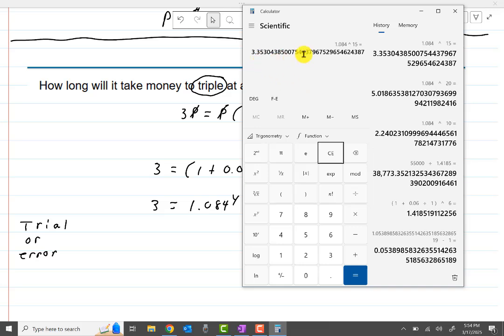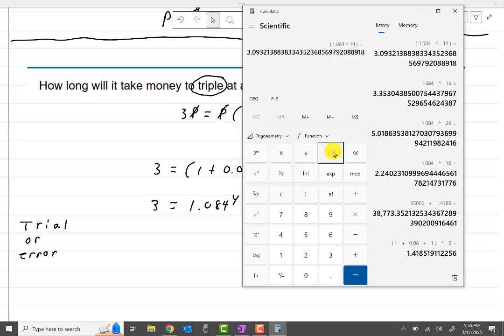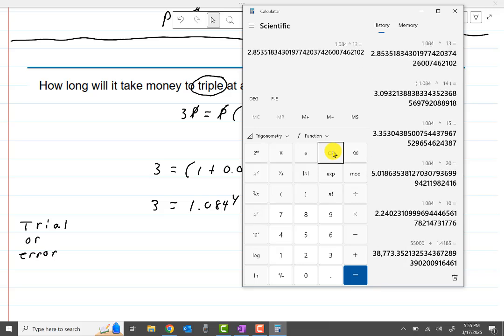So here I'm a little over 3. When I raise to the 15th power, I get 3.35. Let me try the 14th because I'm really close now. 1.084, I'm going to try the 14th power. I'm still over 3. So next I'm going to try the 13th power, 1.084 raised to the 13th power, and it's under 3.